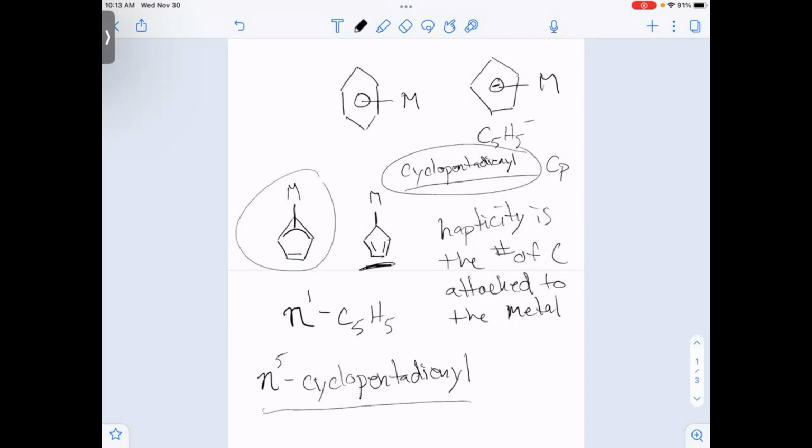And in all honesty, benzene doesn't interact with metals often enough in compounds that we're probably going to see that notation show up for it very often.